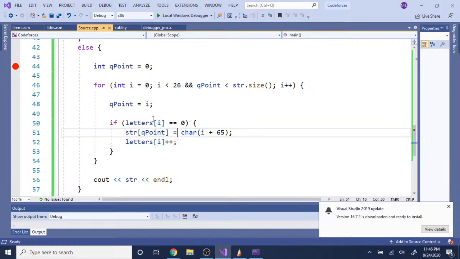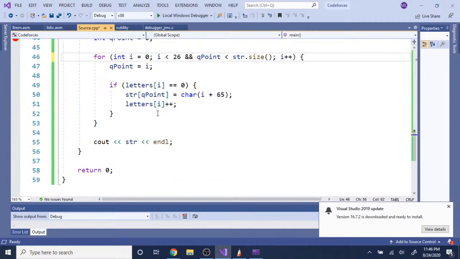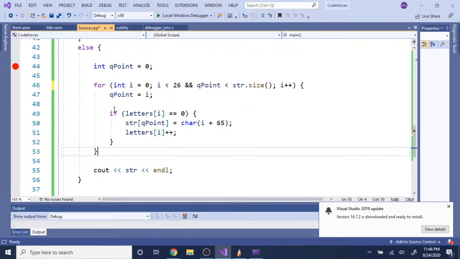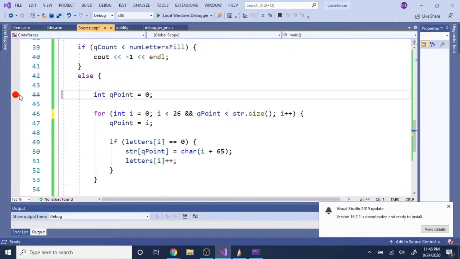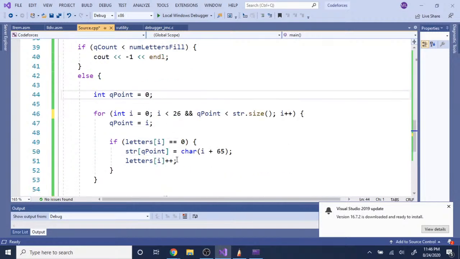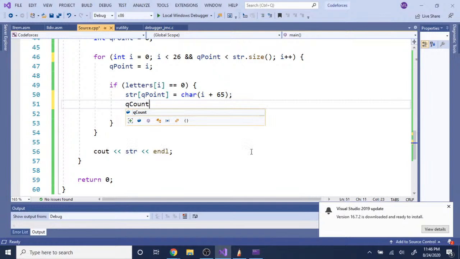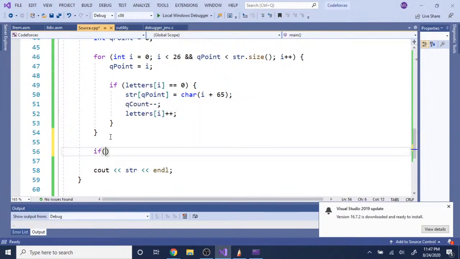This should work, but we have more question marks at the end. So if we still have more question marks, let's see. We should do a Q count minus whenever we do this. Like Q count minus. So now if we still have question marks in the end, Q count is still greater than 0.